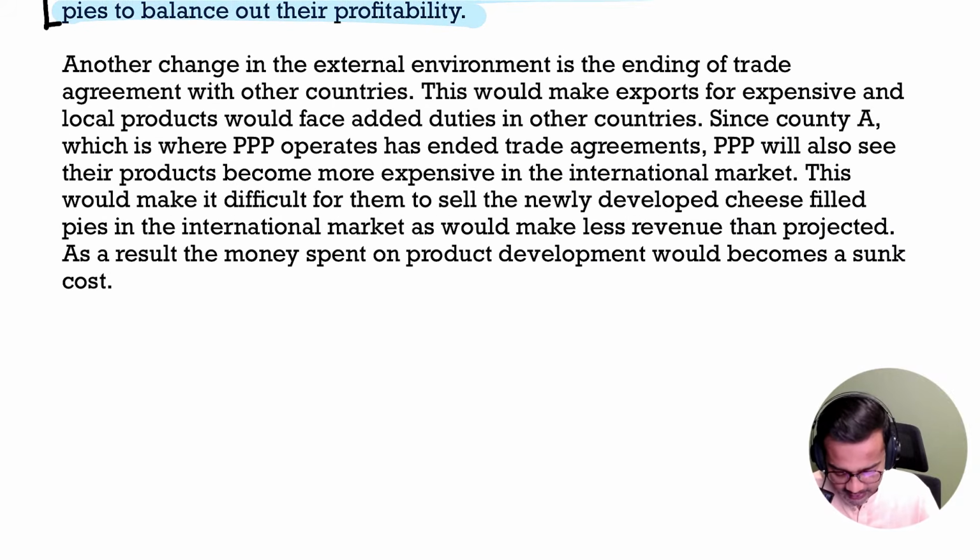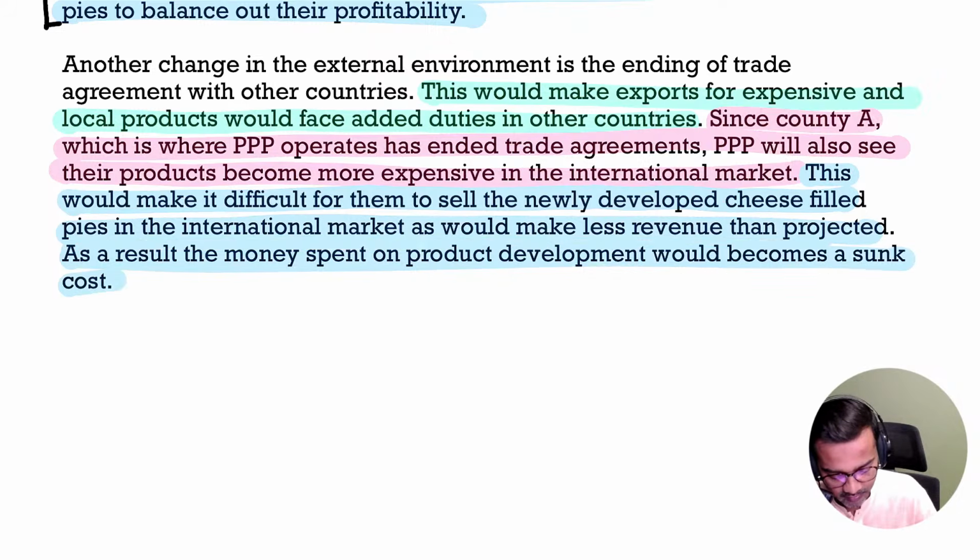Once again, let me just break it down. Where is my knowledge? My knowledge is here. Exports become more expensive in other countries. How is this impacting PPP? Well, they operate in country A, which is where they have ended the agreement. PPP also see their product become more expensive in the international market. What is the impact? The analysis is this will make it difficult for them to sell the cheese filled pie in the international market. Less revenue, and the money that they spent on product development would be going to waste.